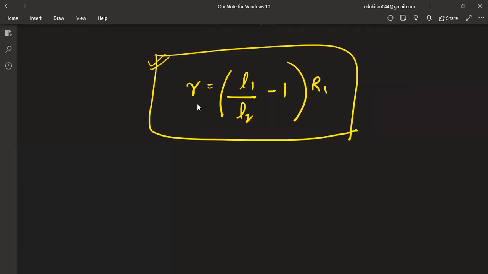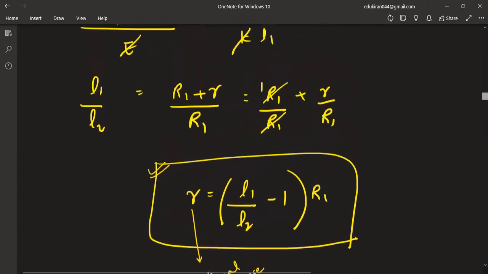So when I say R1, that is the external resistor. L1 is the first length that is obtained when the key was open. L2 was when the key was closed. And this r is your internal resistance. So if a question comes on internal resistance, you all will be using this formula. Small r is equal to L1 by L2 minus 1 into R1.